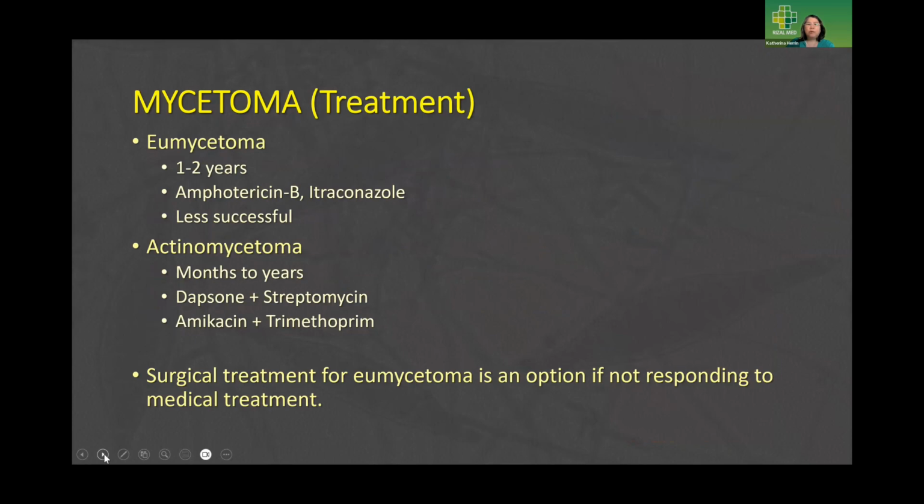Treatment of your fungal eumycetoma includes amphotericin B or itraconazole for 1 to 2 years, with not much success. For bacterial actinomycetoma, use dapsone with streptomycin or amikacin with trimethoprim. Surgical treatment for eumycetoma is an option if there's no response to medical treatment.